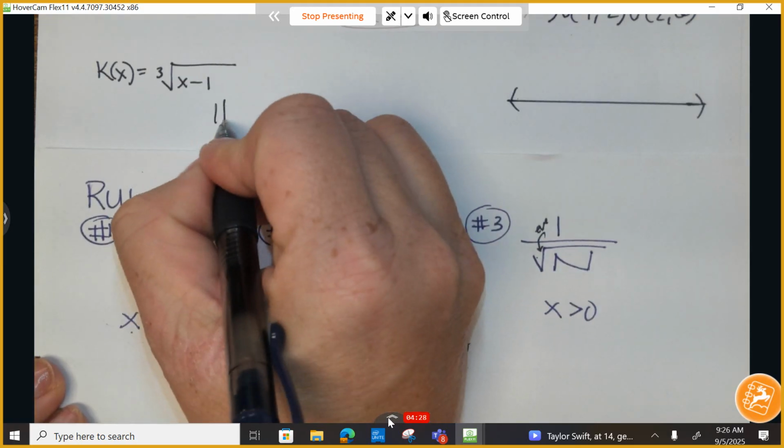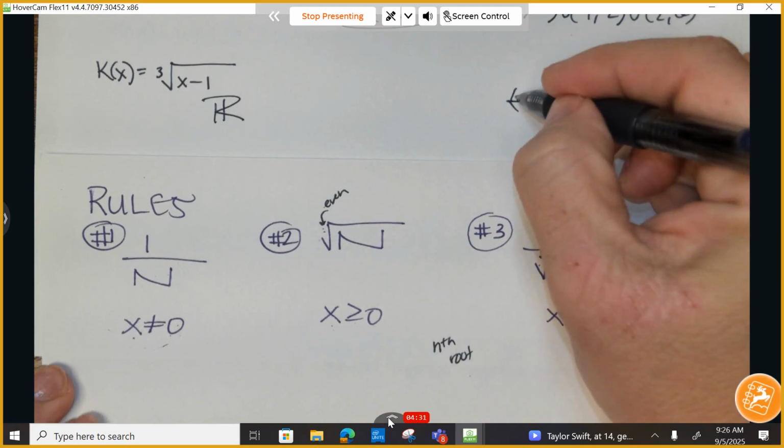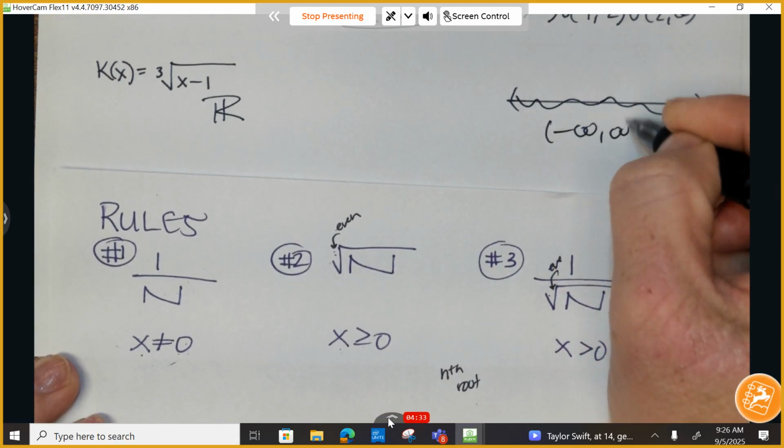When that's the case, we are allowed to plug in any real number. How do we represent that? Negative infinity to positive infinity.